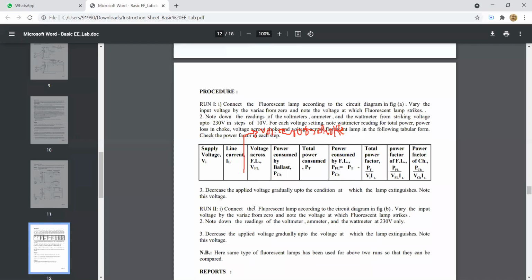So you will do this same procedure 7 times, from voltage 200, 205, 210, 215, 220, 225, and 230.